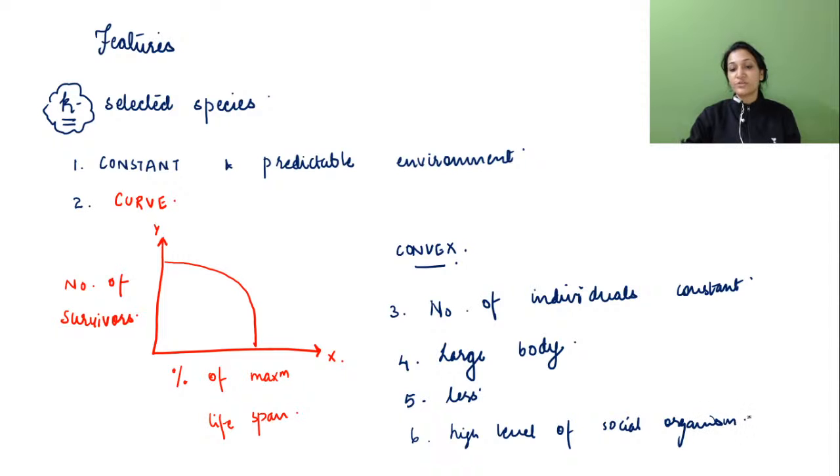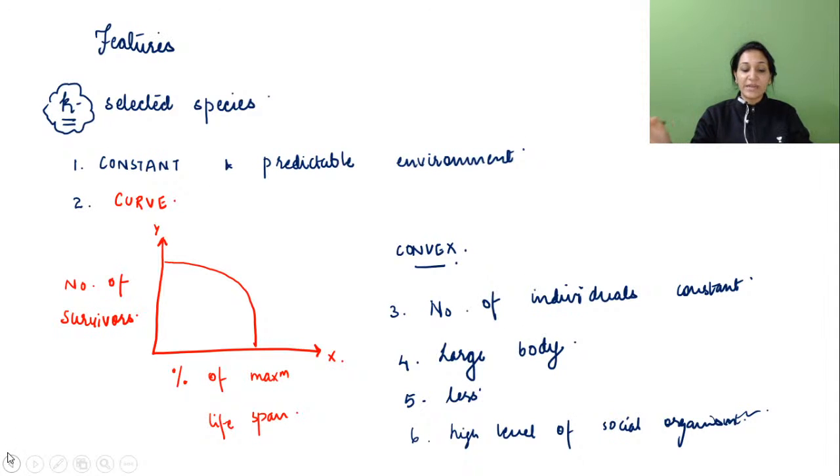High level of social organization is even seen in honeybees, but they do not fall in K-selected species. So high level of social organization, that is, there will be division of labor in a very systematic manner, right? So these all we have seen, that what are the features of K-selected species.